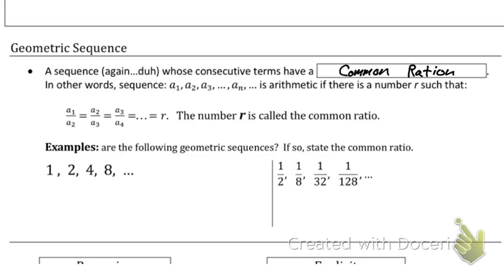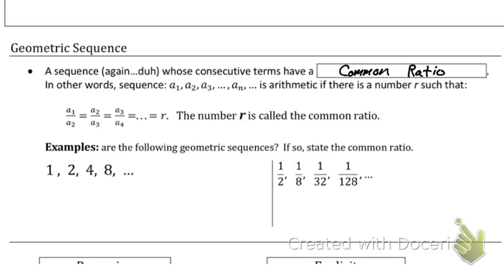Now, the difference between a common... Whoa. Ration? I don't know if that N popped up there. The difference between a common ratio and a common difference. There's a ration. No, I didn't.